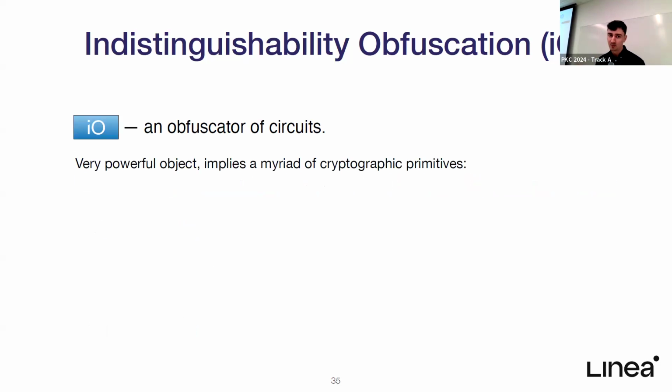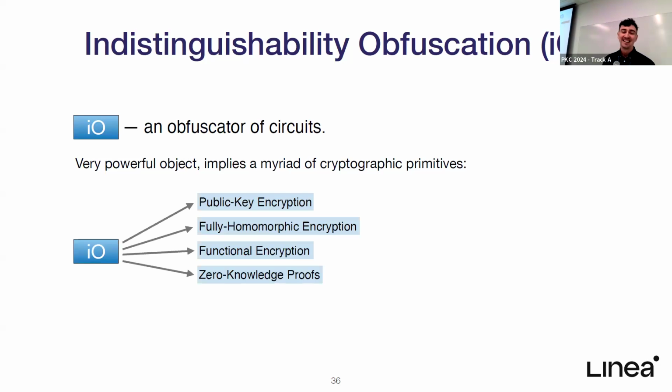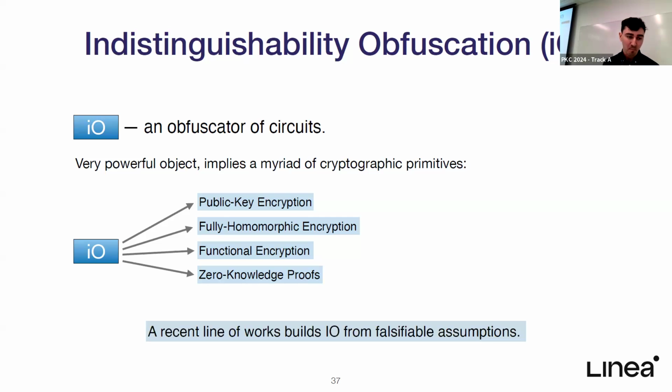Everyone knows, I think, that iO is extremely powerful and it implies almost every sufficiently complex primitive in cryptography. A recent line of works over the last several years has built iO from falsifiable assumptions. You have to look at the paper that has built iO from falsifiable assumptions. So if we manage to base our fully homomorphic signature on iO, then we are also implicitly basing it on all these potential candidates that have falsifiable assumptions.